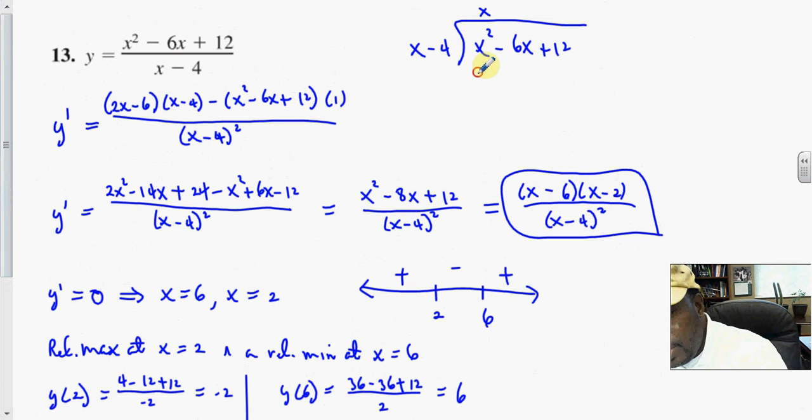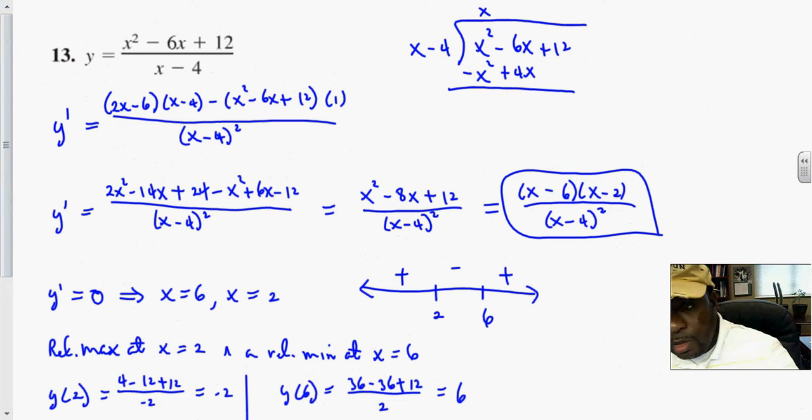X times x is x squared. X times negative 4 is negative 4x. Draw a line, subtract. That becomes negative. This becomes positive. We combine the terms. So here we got negative 2x. Bring down the 12. X goes into negative 2x.